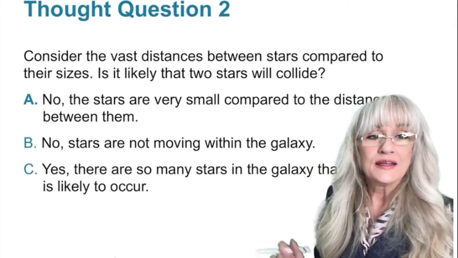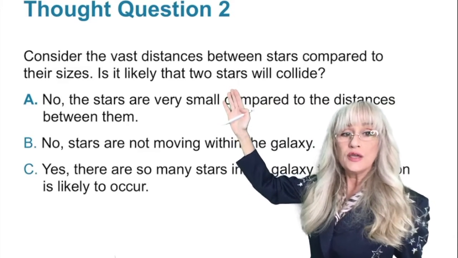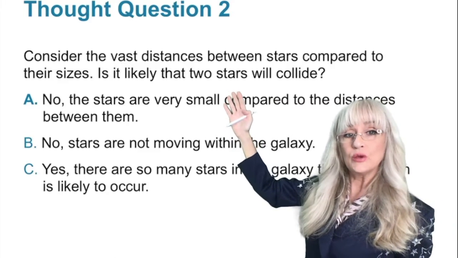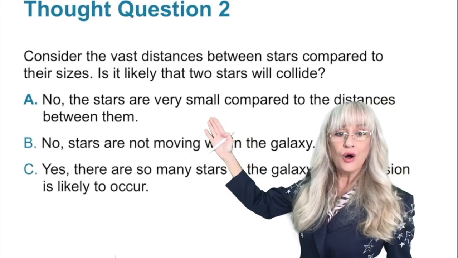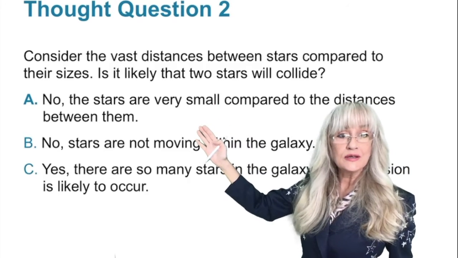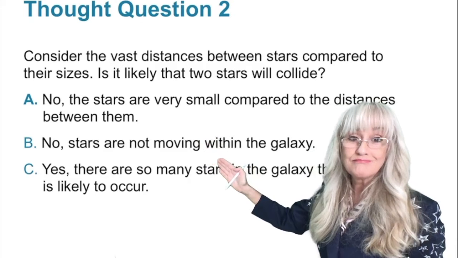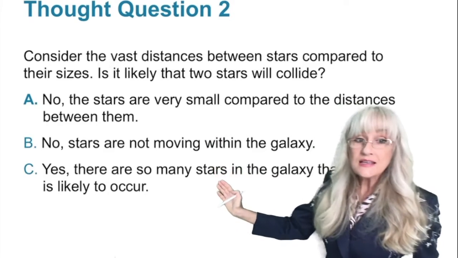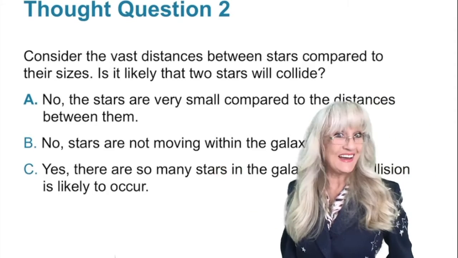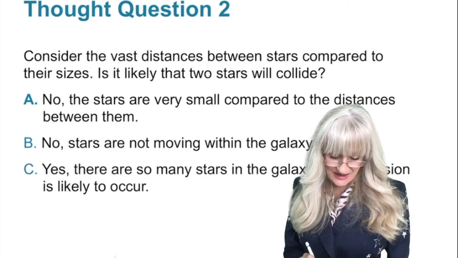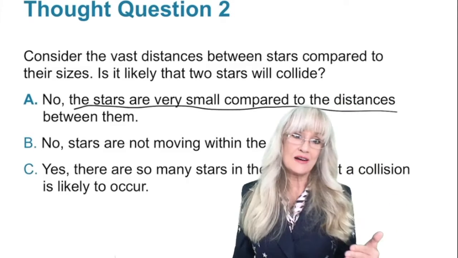Second question. Now consider the vast distance between the stars, right? So it is likely that the two stars will collide. Well, what would you pick? No, the stars are very small compared to the distance in between. No, they will not collide because stars are not moving in the galaxy. Yes, it is likely to occur, the stars will collide. Yeah, which one? Answer is they are very unlikely to collide because the distance in between stars is very, very wide.